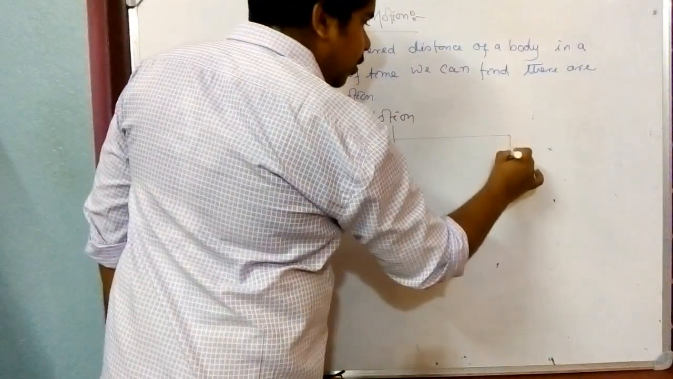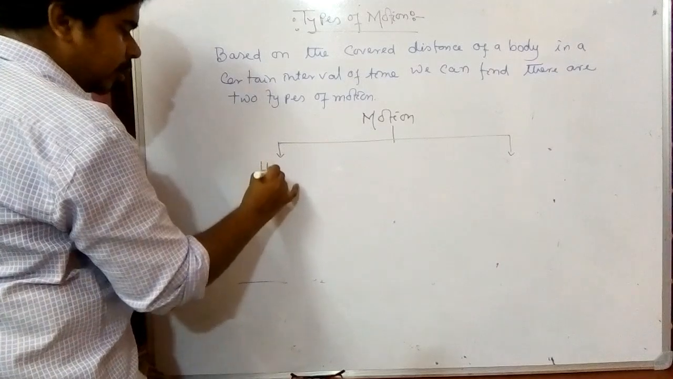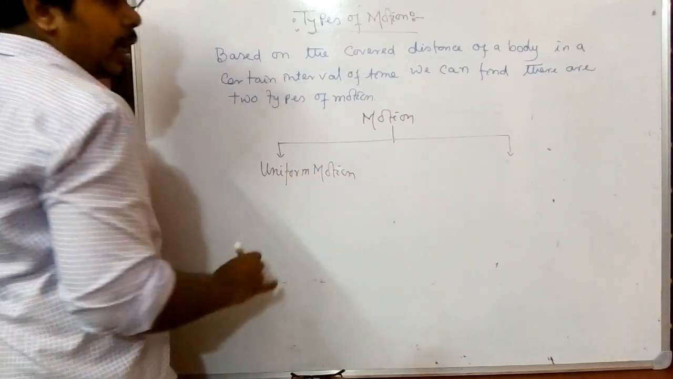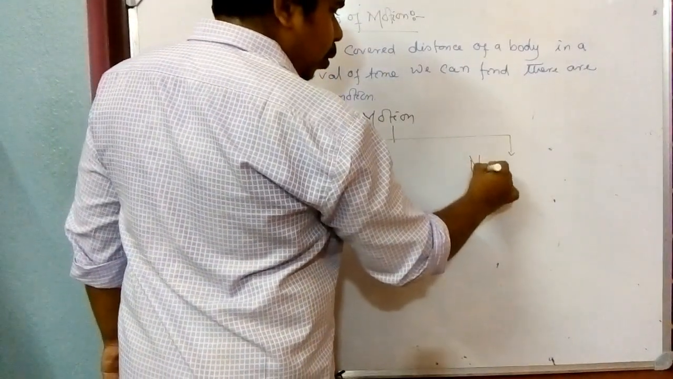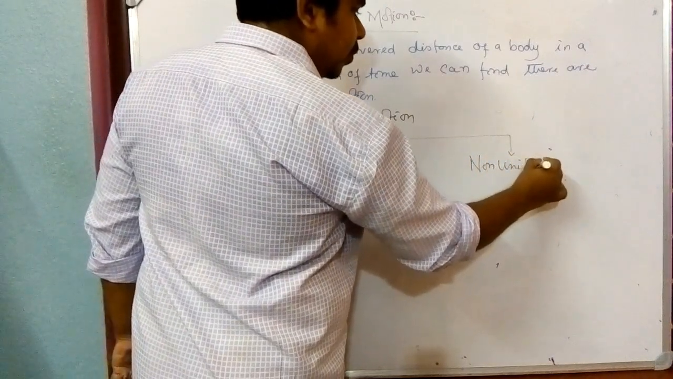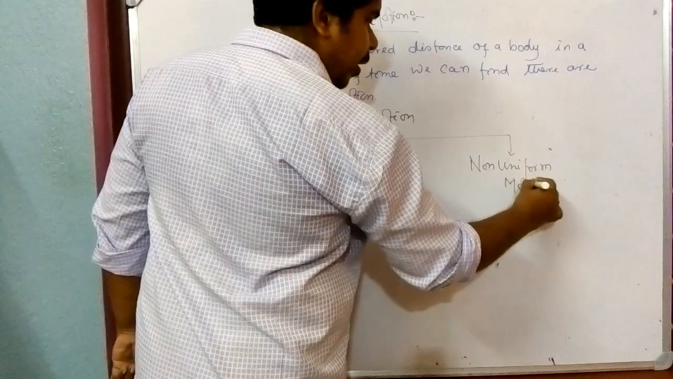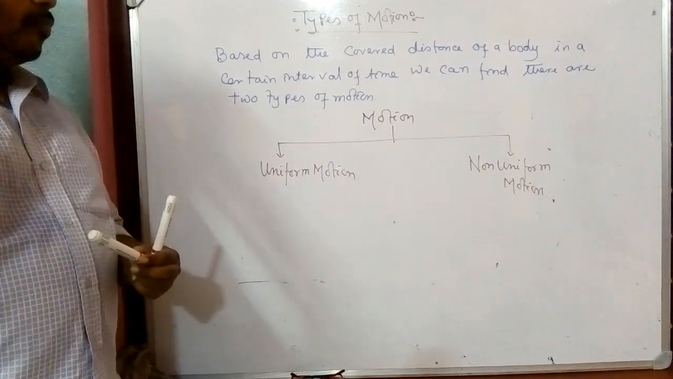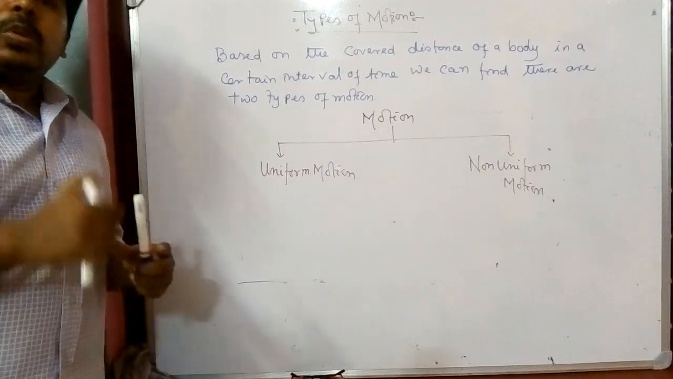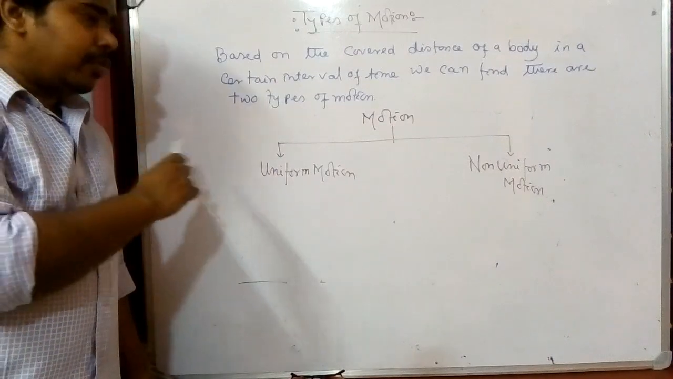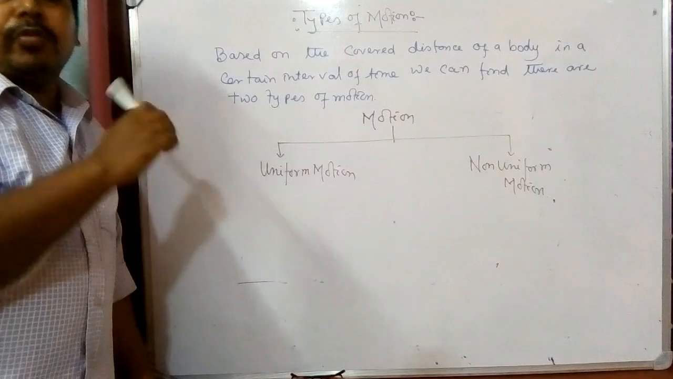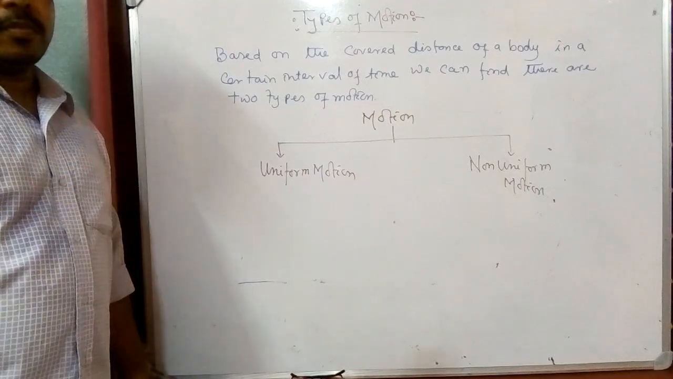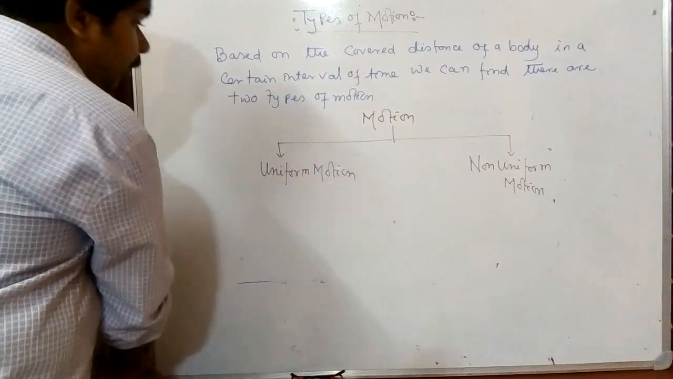2 types of motion. The first one is written as uniform motion. And the second one is known as non-uniform motion. Okay, so based on the covered distance of a body in a certain interval of time, we have divided the motion into 2 parts. One is uniform motion, and the other is non-uniform motion. Now the question may come to our mind, sir, what are these 2 kinds of motion? That also we have to discuss. Let's start with uniform motion.